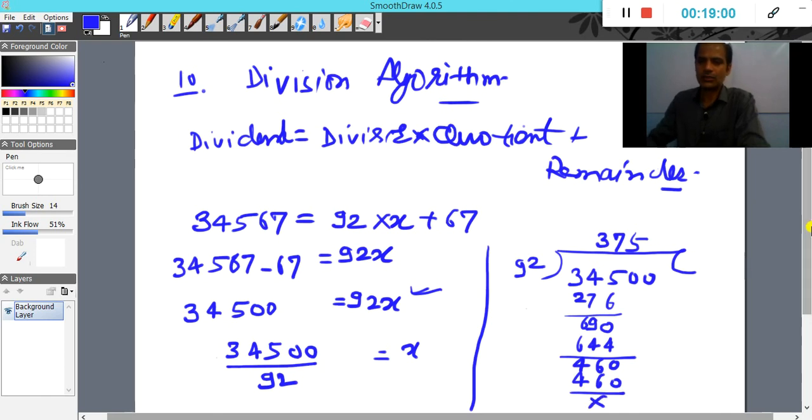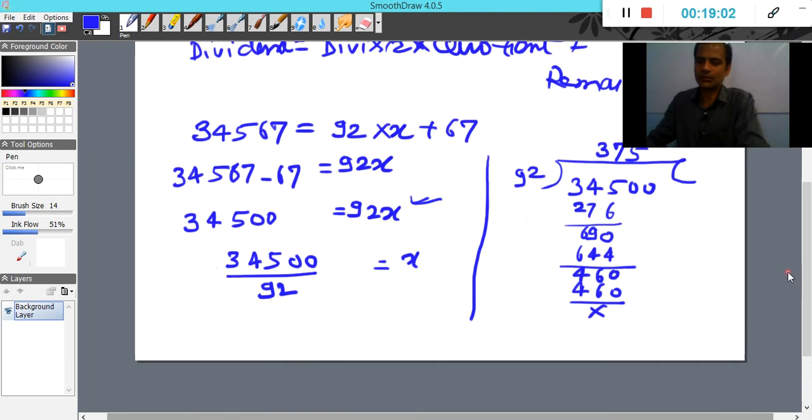The remainder is 0. So the value of x, okay, means the quotient. It is asked in the question, find the quotient. So quotient is 375. Write the answer. Quotient is 375. This is the answer.